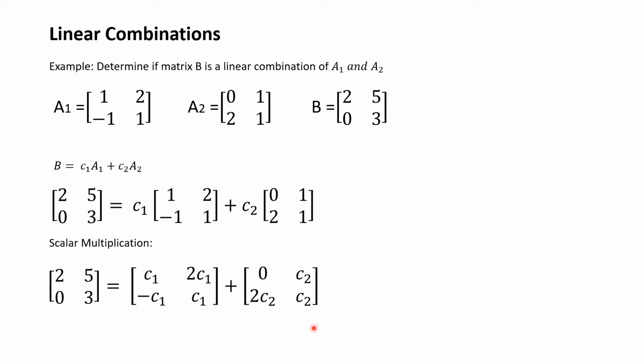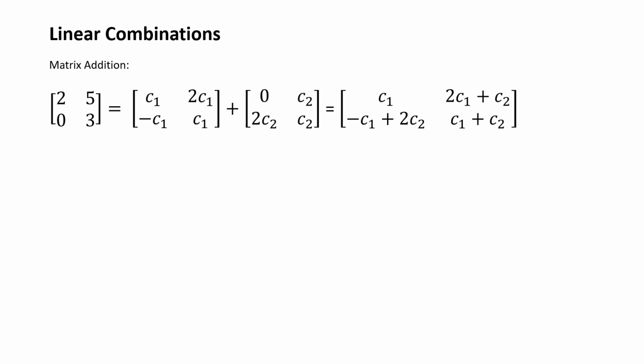Now that we have computed this left-hand side, we can see that we need to add these two matrices together. Next, we need to perform matrix addition to compute the right-hand side. But we must remember that in order to add these two matrices together, they must be of the same size. Since matrix A1 and matrix A2 are the same size, we can perform this operation.